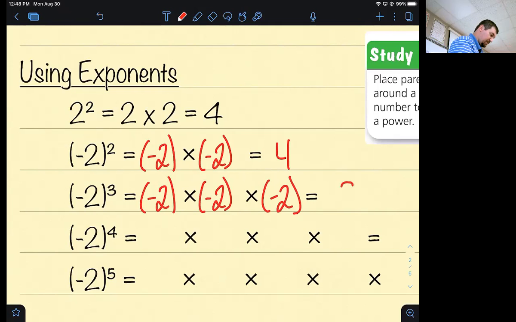8. There you go. Calvin, if I've got 3 negatives, 2 of them can partner up, 1 can't. So what's my answer going to be? Positive or negative? That's right. 3 negatives is an odd number, and that means we're going to get a negative answer. Copy and paste that.